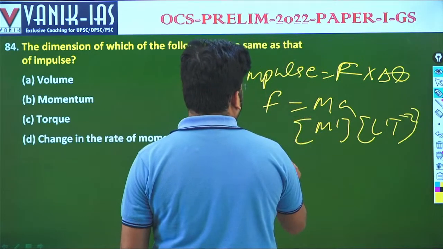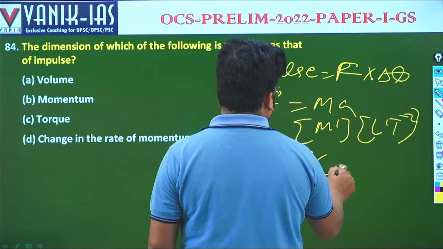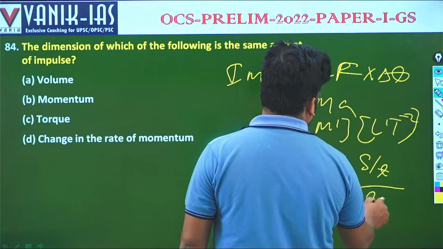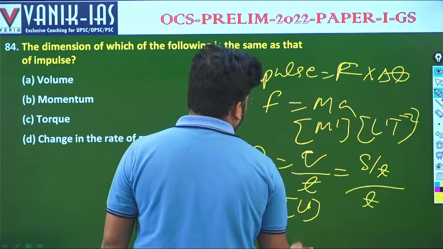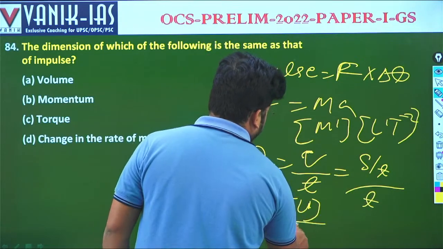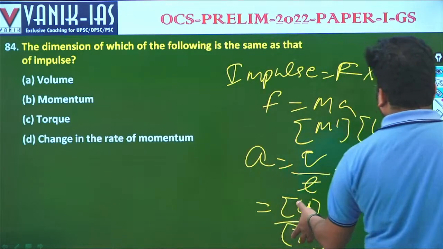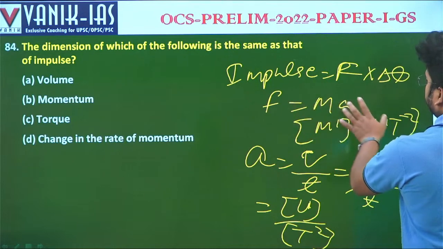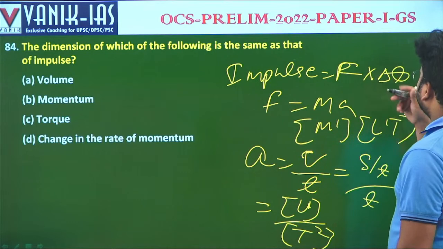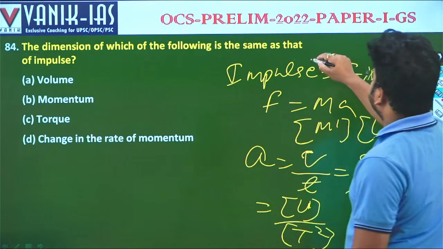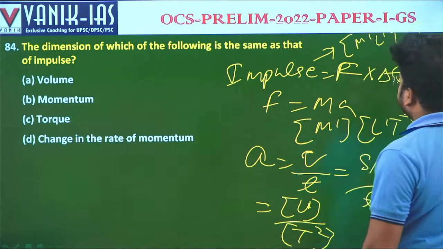See, a equals v by t, and velocity equals displacement by time. For s, the length will be L1, distance will be L1. So divided by t squared, that is L1 T minus 2. So a is L1 T minus 2, m is M1, so F equals M1 L1 T minus 2. Multiplying by del t, the impulse dimension will be M1 L1 T minus 1.